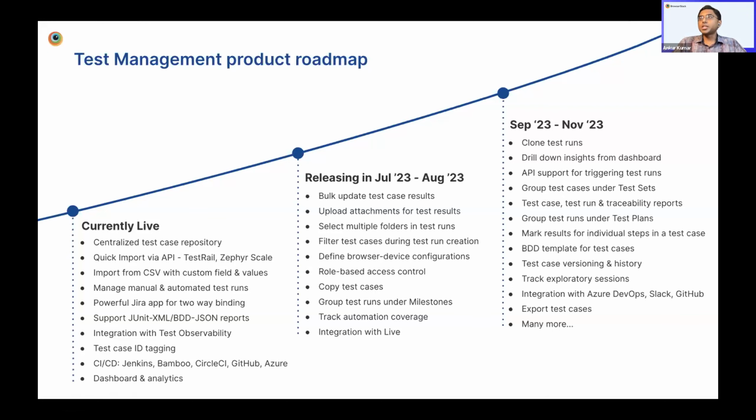Right? Test case versioning and history. A large number of enterprise clients, we do understand, need this kind of a feature where they want to track and check what happened historically to that test case: when it changed hands, or the priority was changed, or when it was updated, who updated it, things like those.